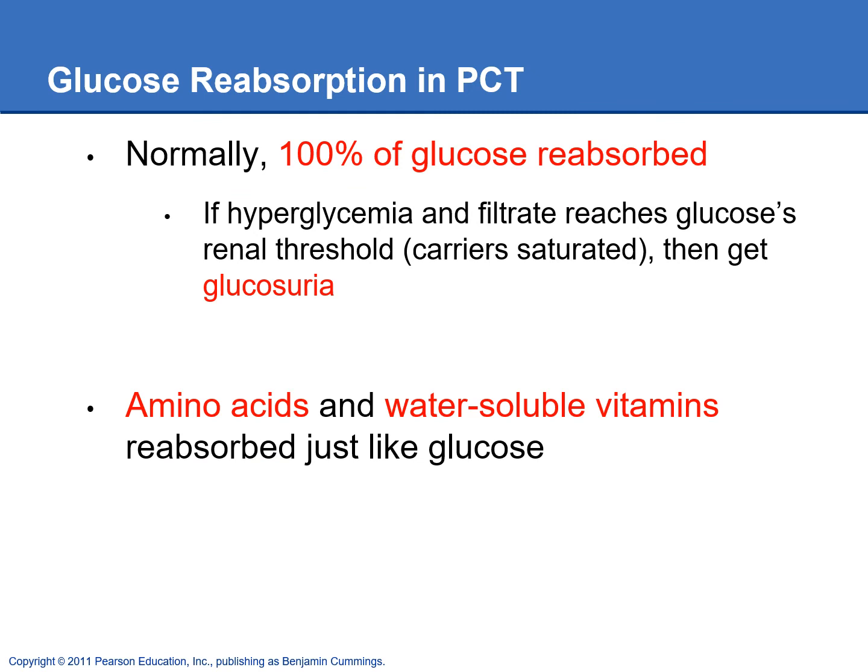And then as we talked about before, 100% of the glucose will be reabsorbed unless you've got too much glucose in the blood, like you're diabetic. Then you can end up with glucosuria because you saturate those carrier proteins and you reach that renal threshold. And then we're just going to reabsorb the amino acids and water-soluble vitamins, which are the B vitamins and vitamin C. They're going to be reabsorbed just like glucose is.